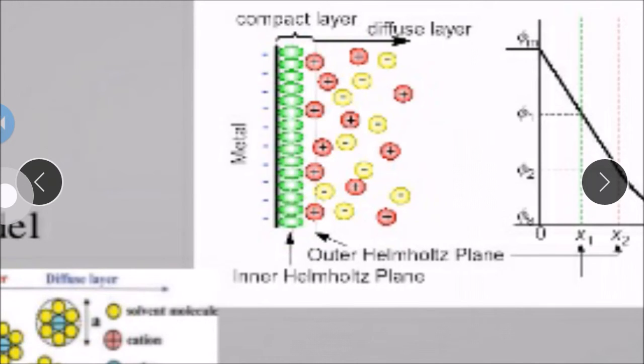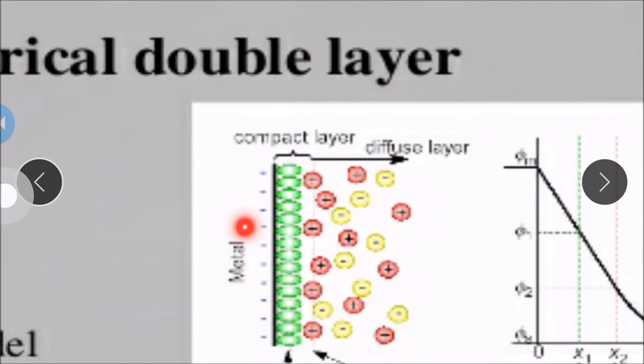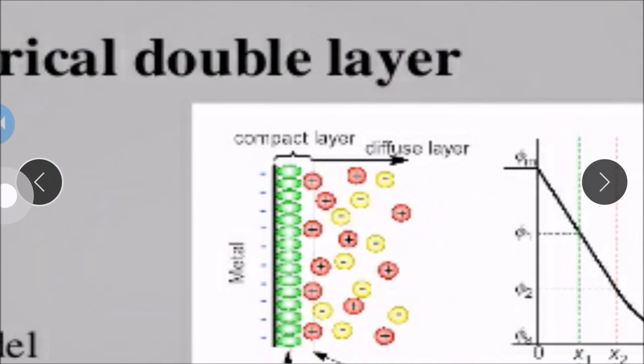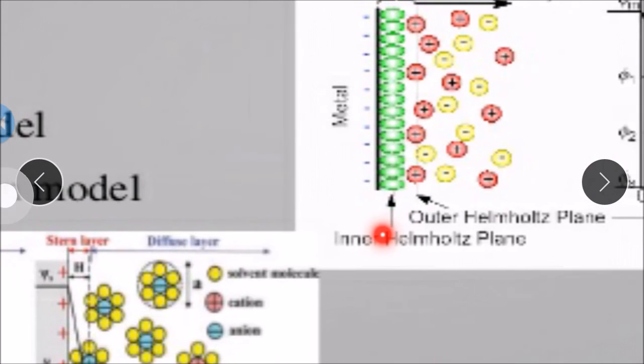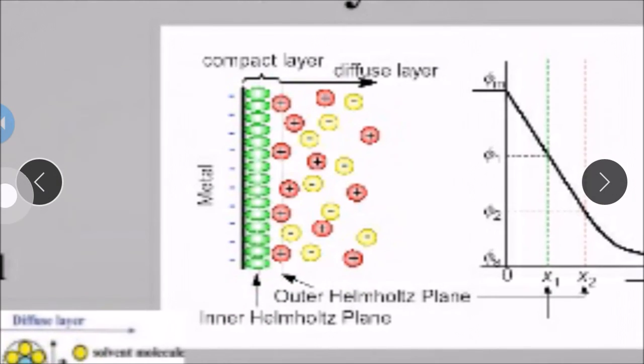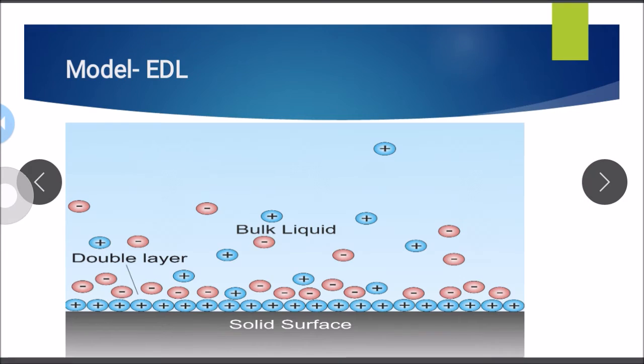Okay, so the inner one is the metal, negatively charged, and this one layer is called the compact layer, and this is the inner Helmholtz plane. After that there will be one kind of layer, a negative layer, since this green colored one is the positive layer of ions. After that we have negative ions. So that is called the outer Helmholtz plane.